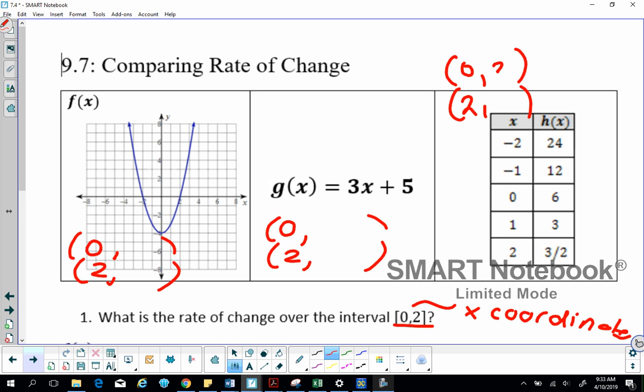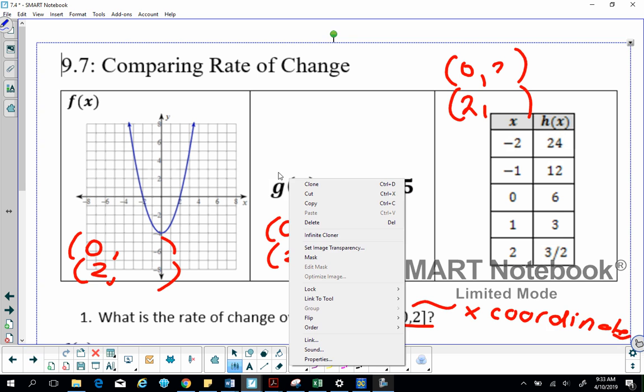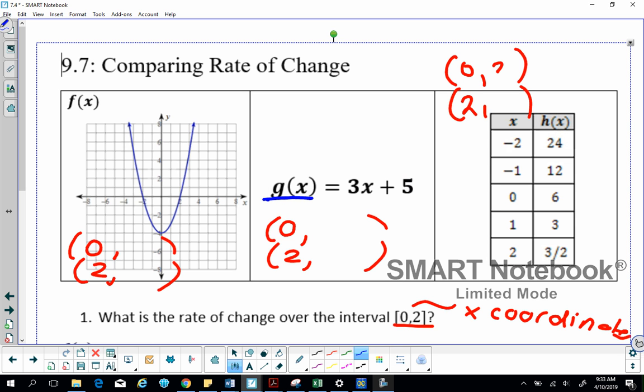Now, one of those is linear. Which one is linear? F, G, or H? Which one looks linear? G. Do you guys see how G is linear? Because it's in slope-intercept form. What is my slope there? 3. So no matter what, my answer should be 3 for that one. My rate of change should be 3 because that's my slope. It's always going to be the same. I can still sit here and put it into a table and find the points and find the slope, but it's going to be the same answer.